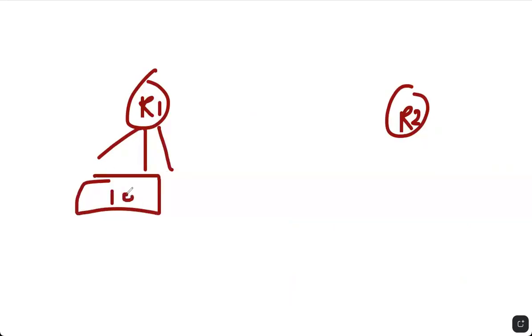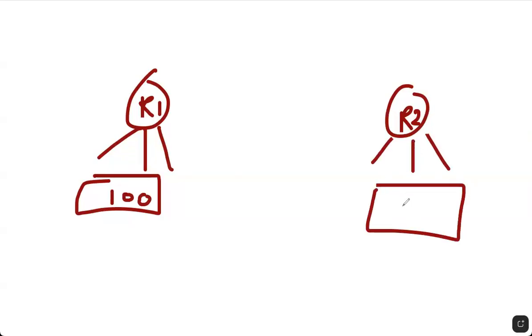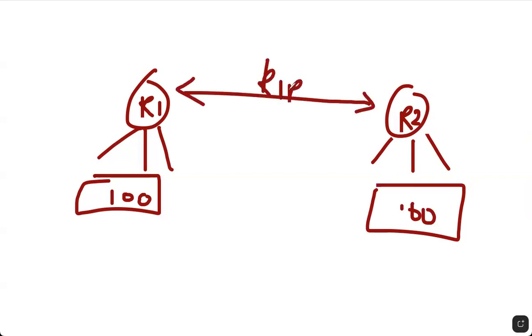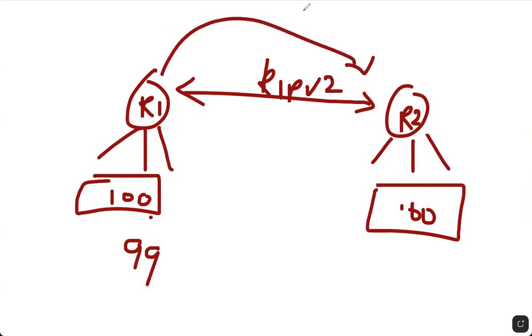Let's say there are 100 networks here, and let's say there are 100 networks here. These two are RIP neighbors, RIP version 2 neighbors. Let's say we removed one of the networks here. We reduced one network to 99. This router will not immediately send the information to this neighbor. It will take 30 seconds to update that to the neighbor.